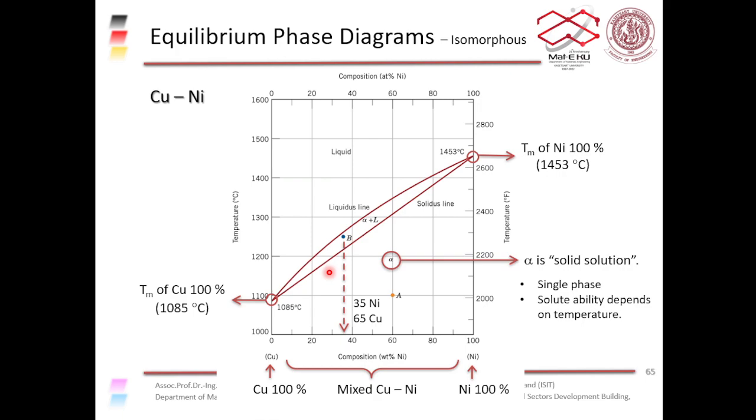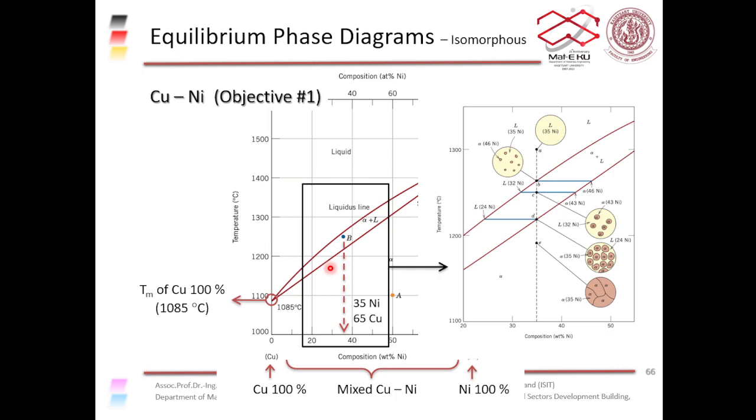Okay, and this is an isomorphous phase diagram because there's only one single solid solution phase, which is alpha in this case. It is a binary phase diagram because you only have two components, copper and nickel. So this is a binary isomorphous phase equilibrium diagram.